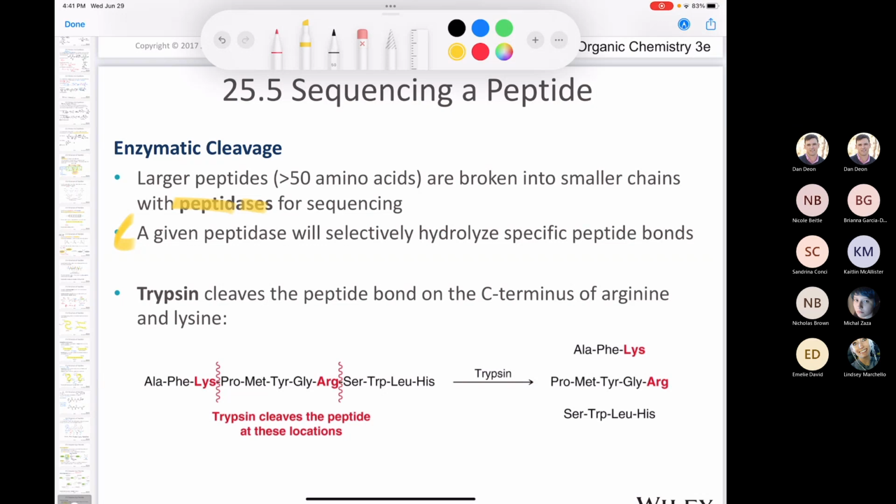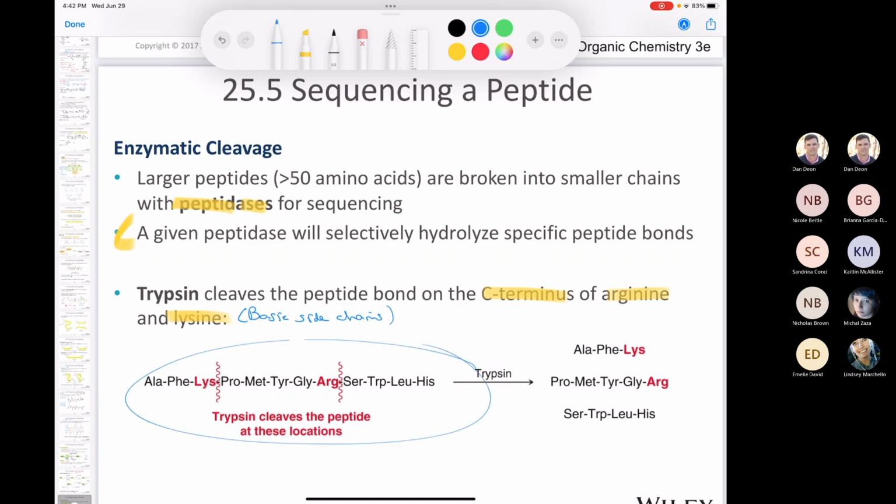Trypsin is the first one. It's an enzyme that will cleave a peptide bond, but it cleaves them on the C terminus end of two amino acids, arginine and lysine. Well, what do those two amino acids have in common? You probably noticed that they're both basic, right? Both are basic amino acids. We could even scribble that in here: basic side chains. Yeah, they both have basic side chains.